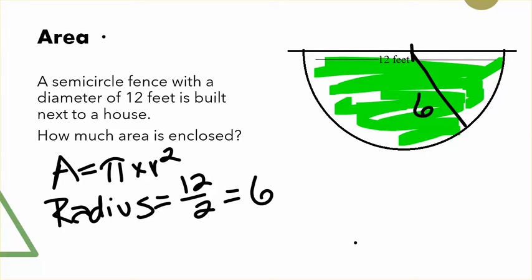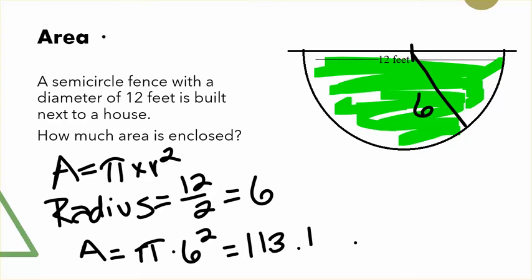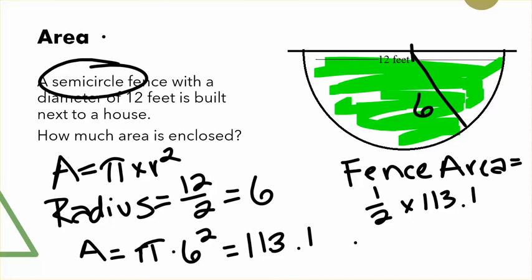That allows us to find the area. Our area will be pi times 6 squared. So if I had the entire circle, I would have an area of 113.1. But I only have half of that. Remember, a semicircle was half of the circle. So my fence area is going to be half times 113.1. And that gives me a total area of 56.55 square feet.